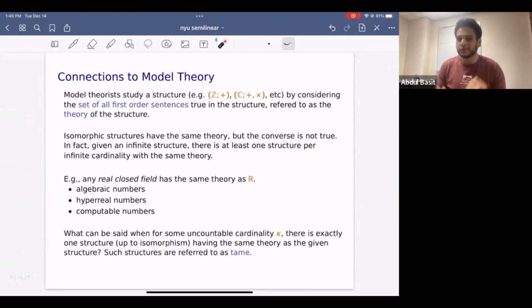Okay, and one of the more basic questions, I guess, is what can we say if for some uncountable cardinality k, there's exactly one structure that has that theory. So if I say, here's the theory, there's exactly one structure of some cardinality k that satisfies this theory. Such structures are called tame structures. A lot of model theory tries to study this kind of structure.